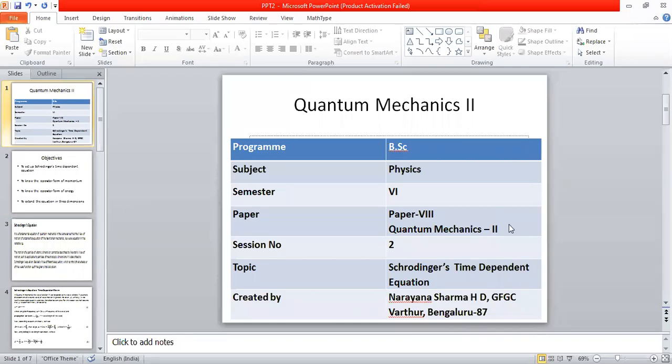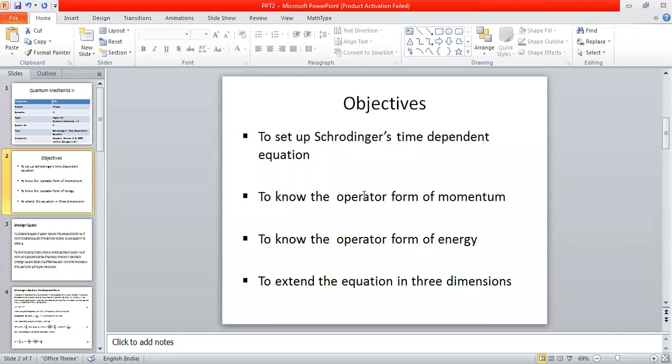This is again Anand Sharma HD, Assistant Professor of Physics, Government First Grade College, Vartur, Bangalore. I am here continuing the second session of BSc Physics, 6th semester paper 8, and the topic is Quantum Mechanics Part 2. In the first session, we discussed the introduction to quantum mechanics, the major differences between Newtonian mechanics, classical mechanics, and also we introduced the concept called wave function, which is the ultimate for any particular physical system.